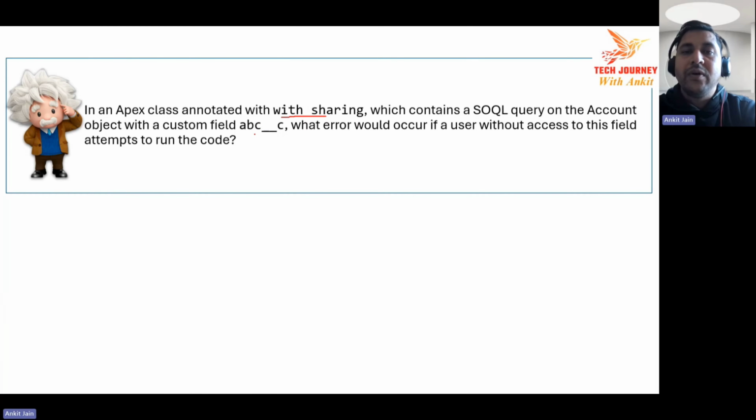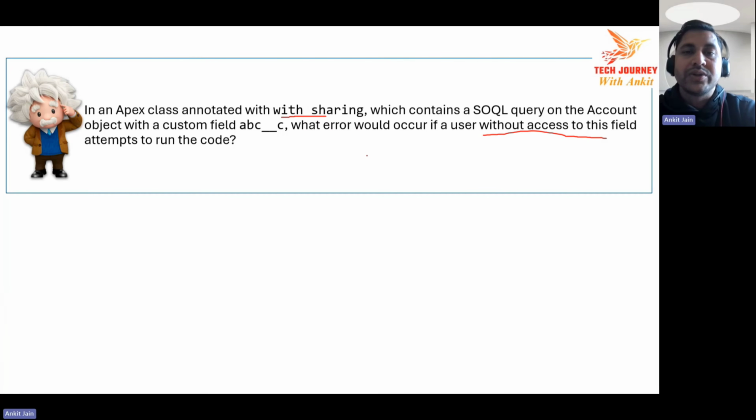When the user is trying to perform the operation, what error could the user get if the user does not have access to this particular field? The class is written as with sharing. Moreover, the user is trying to execute the query, but for one of the custom fields the user does not have access on the account object. What kind of error will the user encounter here? Again, what do you guys think? Whether the user is getting any security exception or not? What do you guys think about this?